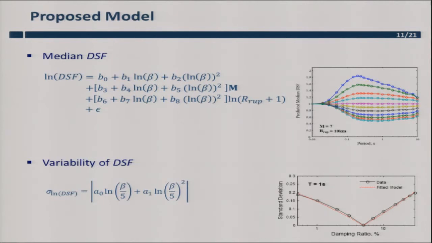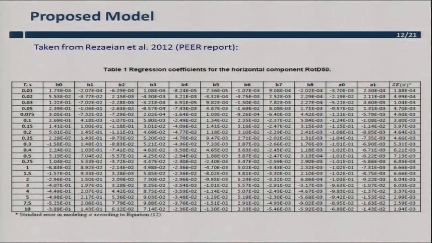And that's where the absolute value comes in the formula, because both sides of the plot, less than 5% and greater than 5%, are basically the same function, just in opposite directions. So in our report, we give a table, as I'm showing here, for all the regression coefficients, B0 to B8, and A0 and A1, at different periods ranging from 0.01 to 10 seconds. This particular table is for the GM rod D50 component. We have another table for the GM rod I50 component.